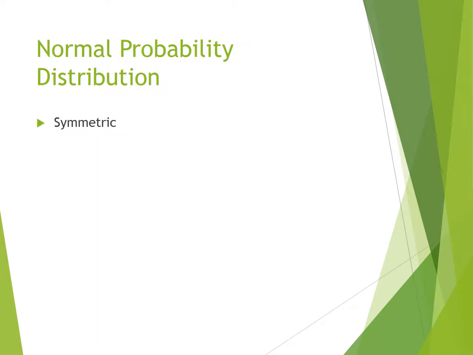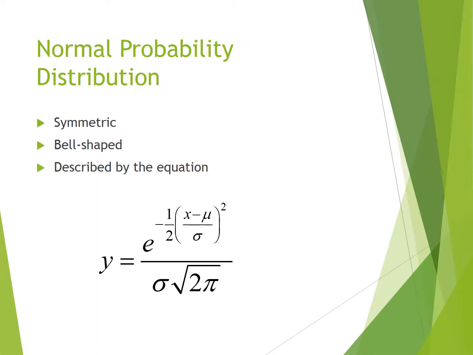So a normal probability distribution has to be symmetric. It is bell-shaped, and it's described by this equation. So that's the normal probability distribution. Many would rightly say that this is the most important probability distribution in all of statistics and probability theory.